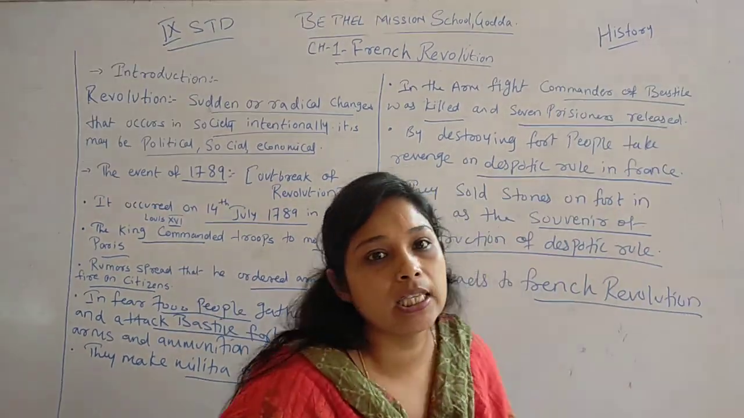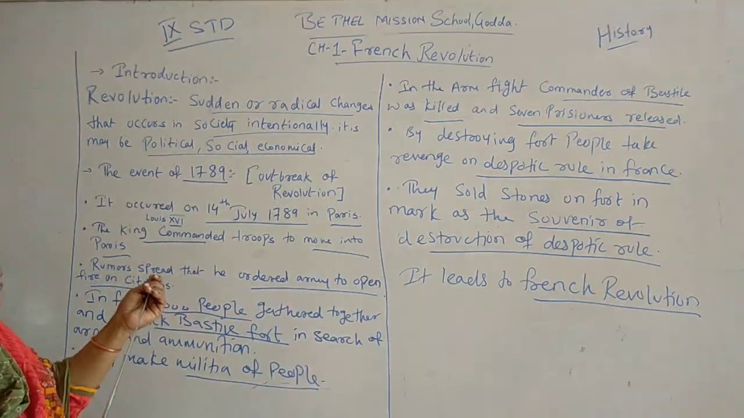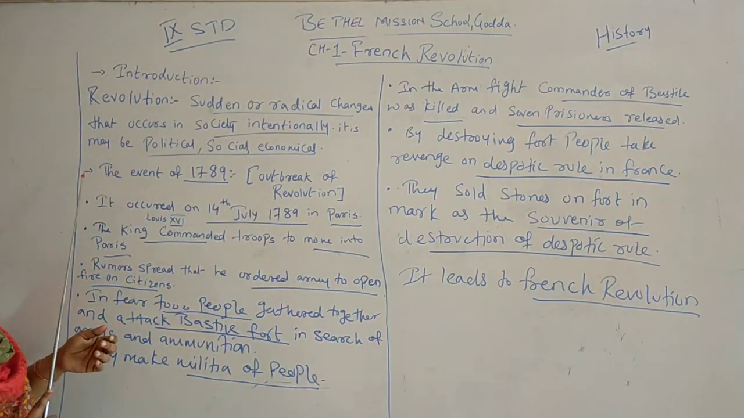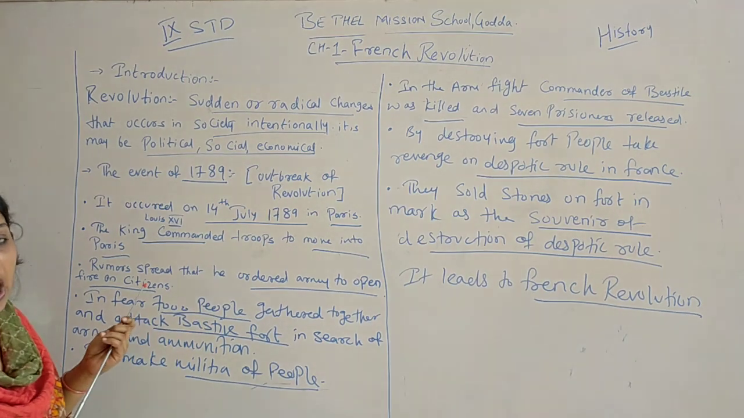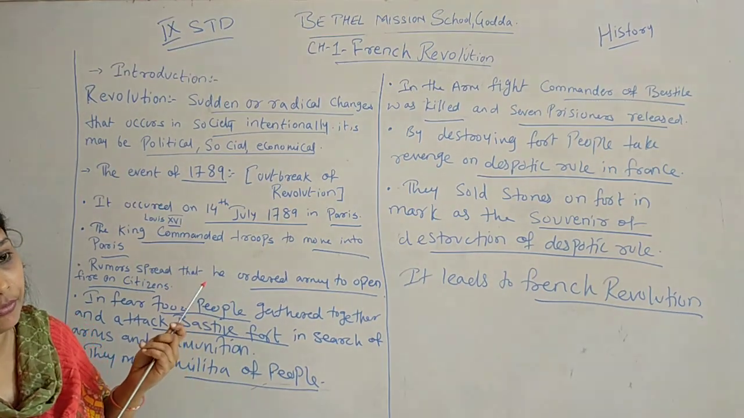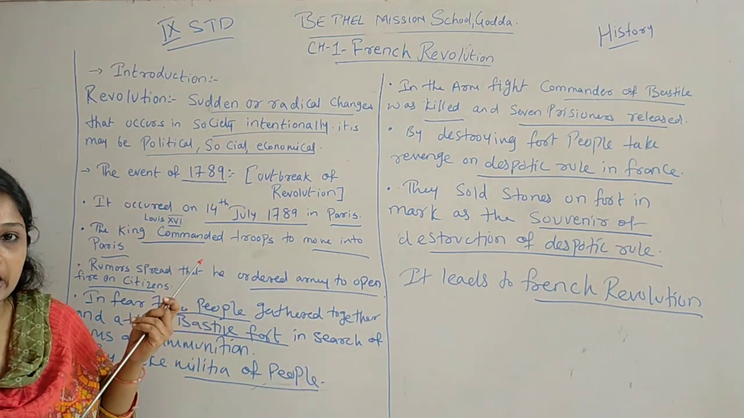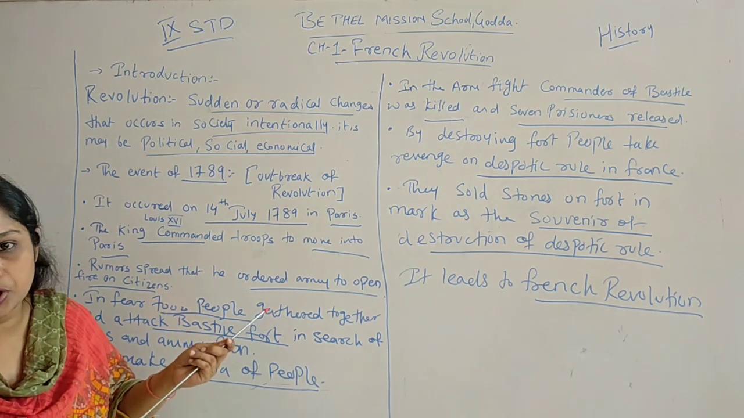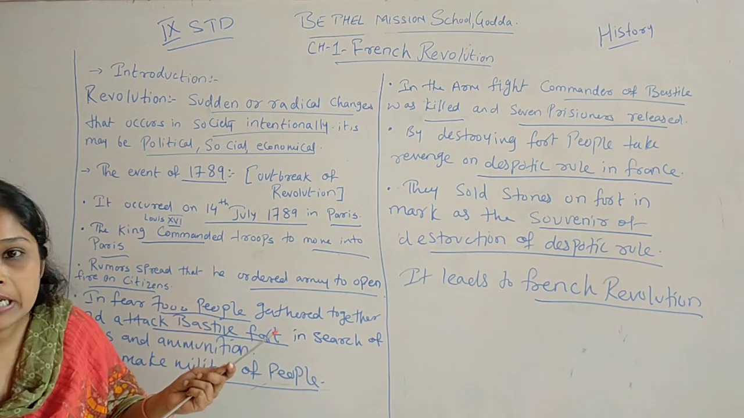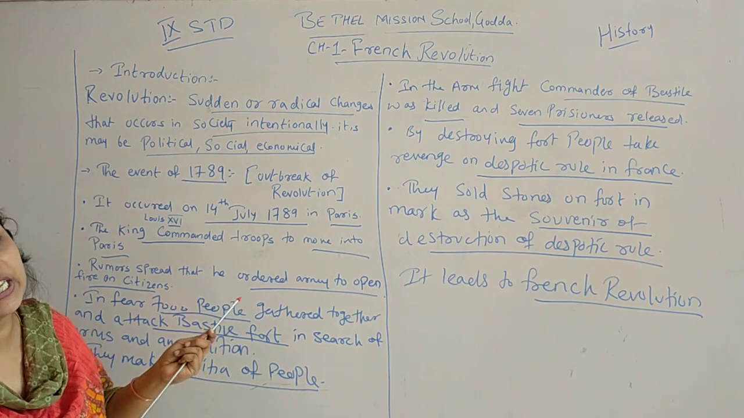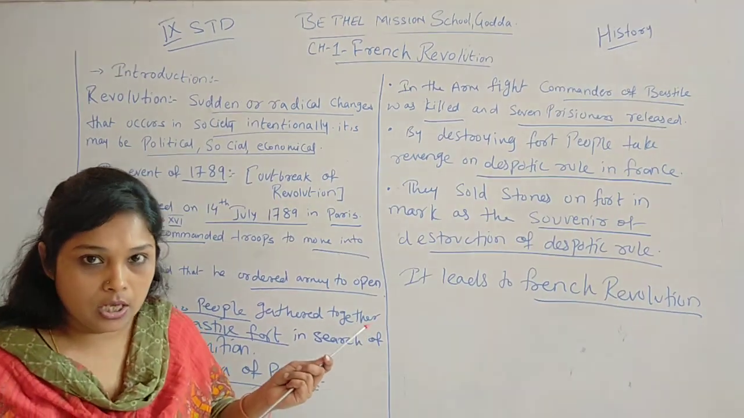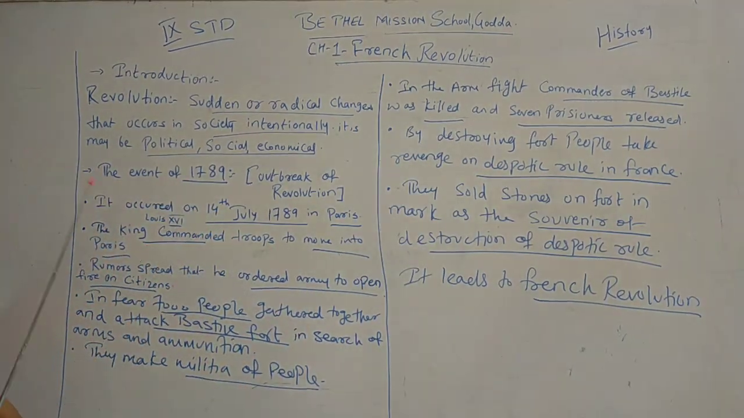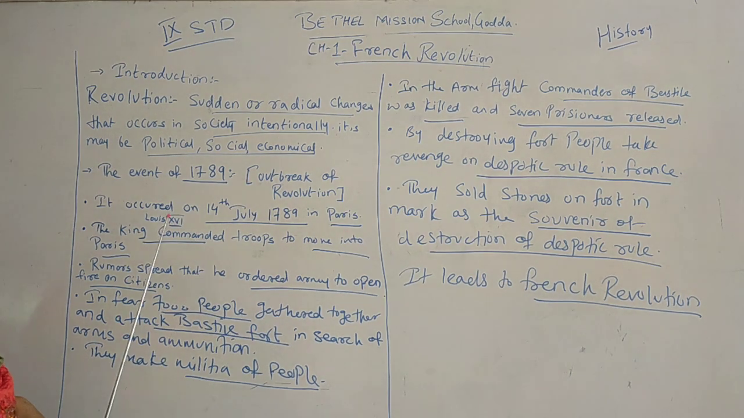Once again, I am revising that event for you. So listen over here. When we are talking about the event of 1789, it is the outbreak of the French Revolution. We can say that it is the starting of the French Revolution, and because of many reasons. The most important reason was the despotic rule in France. So in that particular event, what happens? This event occurred on 14th July 1789 in Paris.